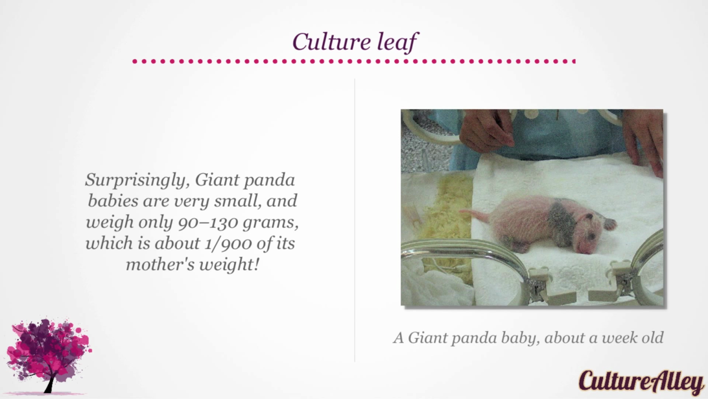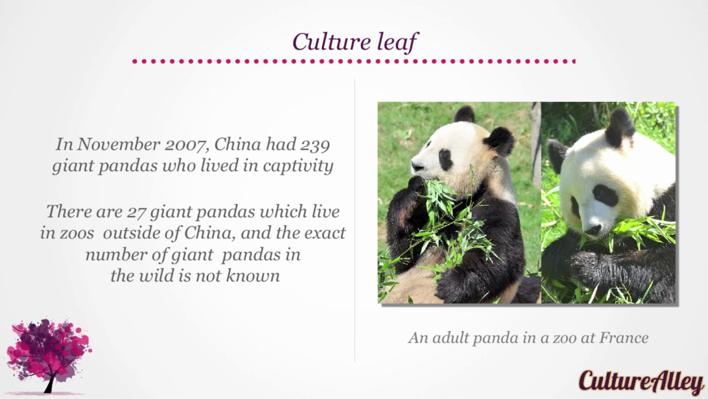Surprisingly, giant panda babies are very small and weigh only 90 to 130 grams, which is about 1/900th of its mother's weight. Here is a picture of a giant panda baby about a week old. In November 2007, China had 239 giant pandas who lived in captivity. There are 27 giant pandas which live in zoos outside of China, and the exact number of giant pandas in the wild is not known. Here you can see a picture of an adult panda in a zoo in France.